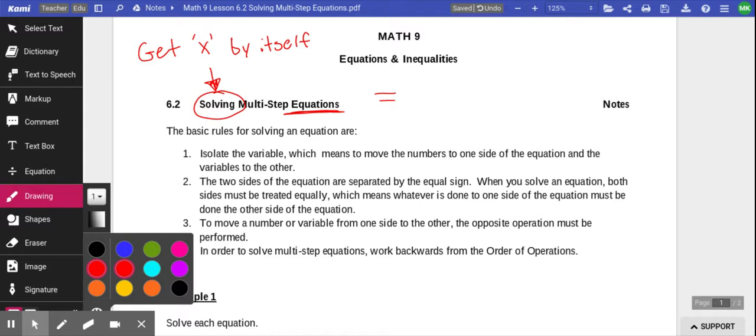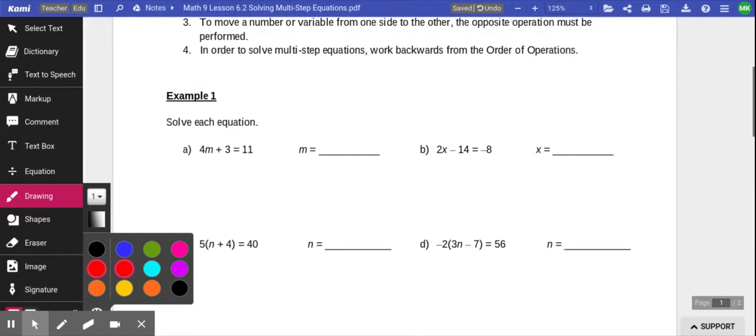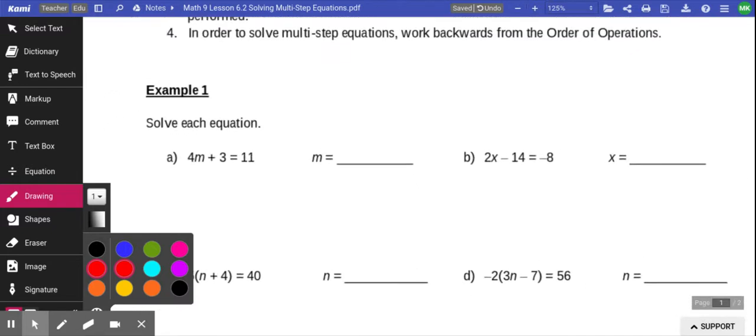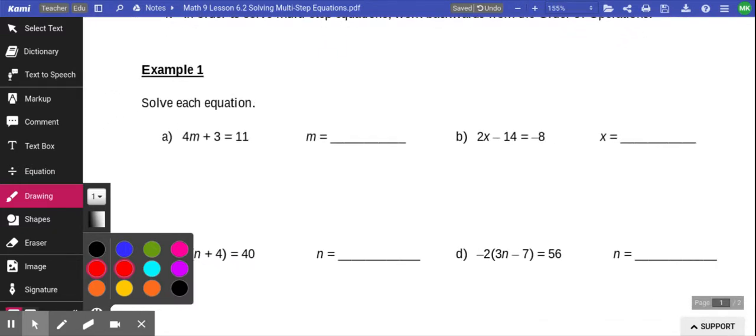Lesson 6.1 is doing one-step equations to solve. Now we're going to do multiple-step equations. I'm going to show you some strategies that I like to use and how we handle this. Before we get going, there's a couple things that we need to remember. The first of which is BEDMAS.